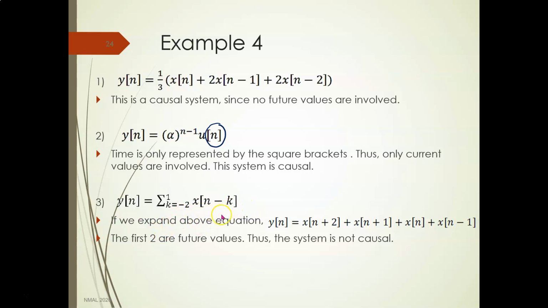Okay, when we expand this equation, y[n] will become x[n+2]. Why? Because k here, you replace with -2, so -2 will become plus 2. So x[n+2] plus x[n+1] up until x[n-1]. If we look at the equation here, the first two are future values. When it involves future values, which is plus here, we know that this signal x[n] is shifted to the left. This system is not causal. This is not physically realizable. Okay?